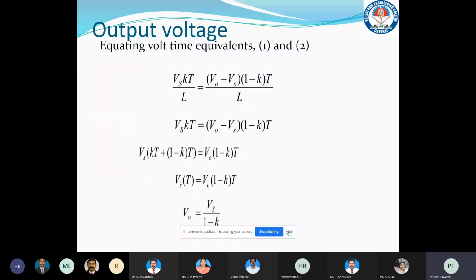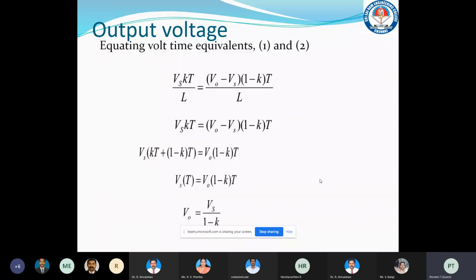And in order to get the average output voltage, we have to equate the volt-second equivalence, which is nothing but equating the ripple currents found in mode 1 and mode 2. So by equating the two ripple currents, we will get the expression Vs KT by L equal to V naught minus Vs into 1 minus K into T. Rearranging and simplifying the above expressions, we get the output voltage V naught equal to Vs by 1 minus K.